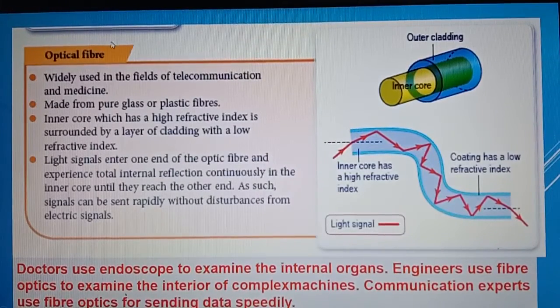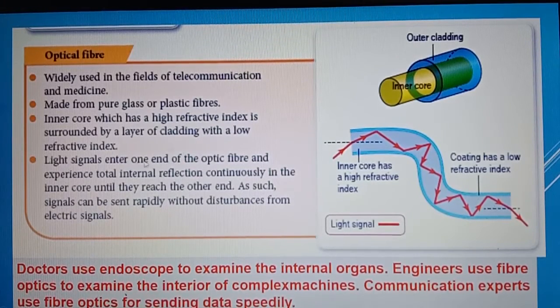Okay, this is optical fiber. Optical fiber is made of two layers, inner core and outer cladding. The inner core is denser than the outer cladding. It can be made from pure glass or plastic fibers. So the inner core has a high refractive index, or is denser, surrounded by a layer of cladding with a low refractive index, or less dense.